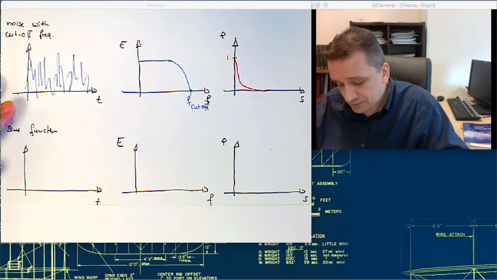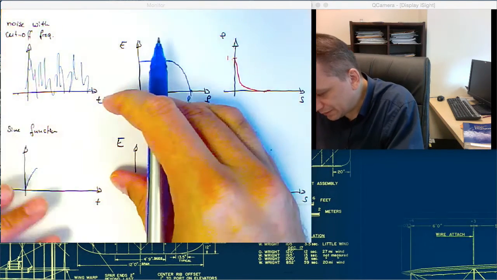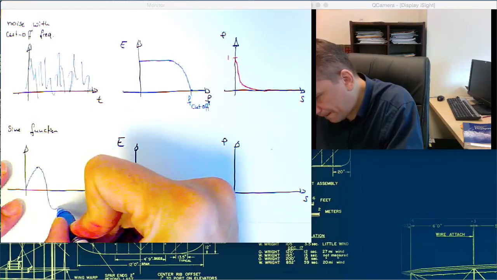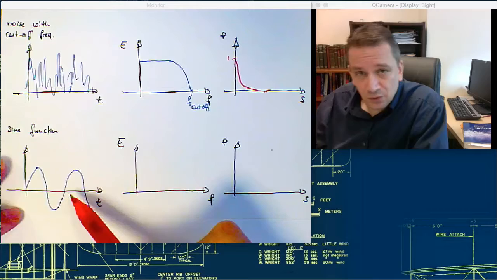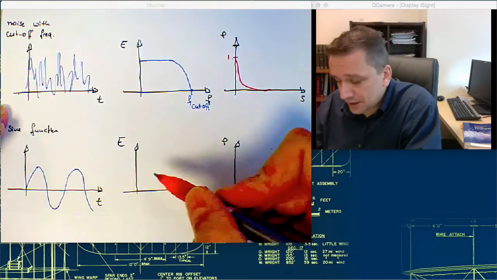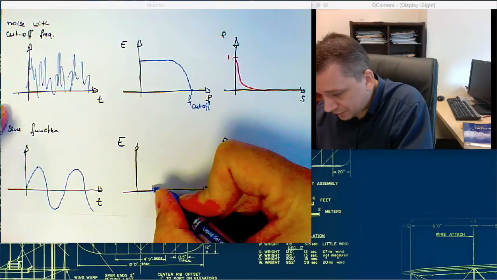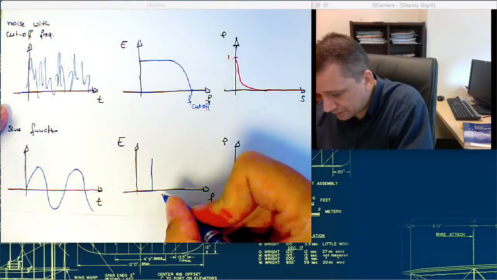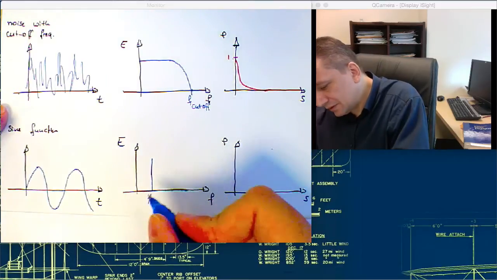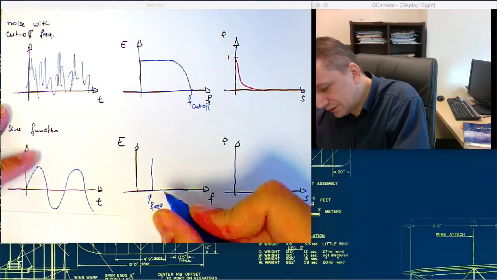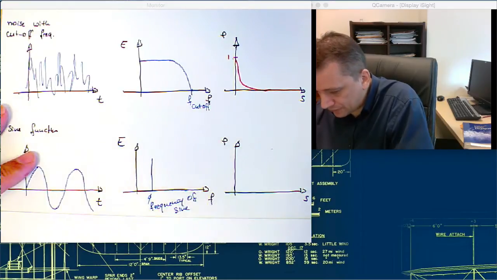So the next example is a sine or cosine function. A signal you would get would be something like this. You have only one single frequency in it. That means your energy spectrum is going to be 0 most of the time, except for this one frequency where you have a peak. So here you have the frequency of your sine function.